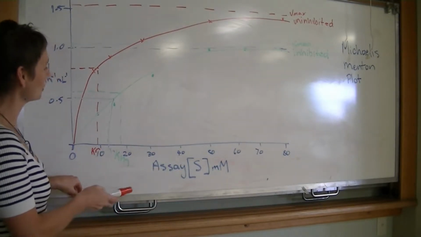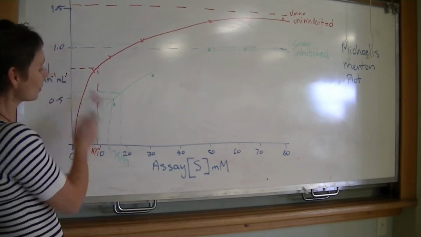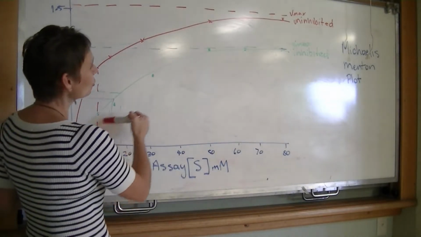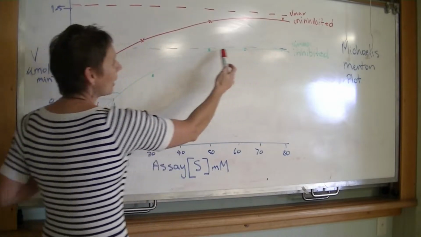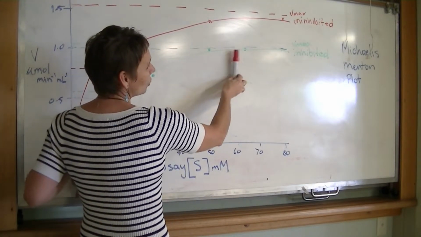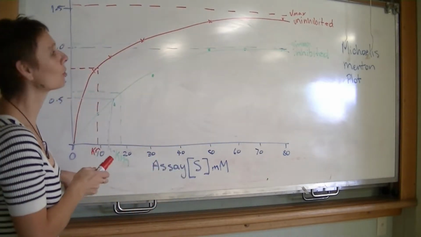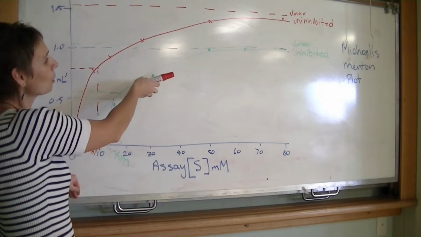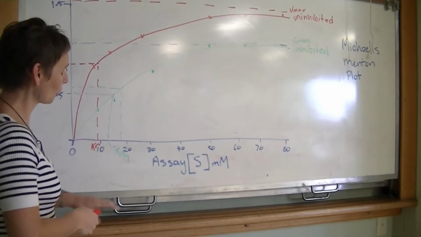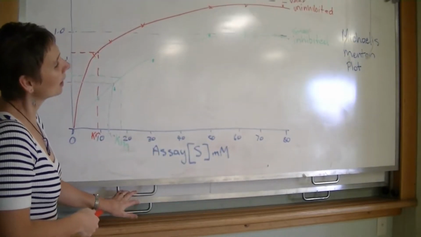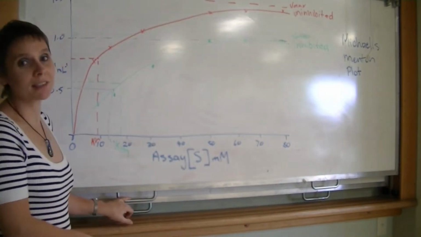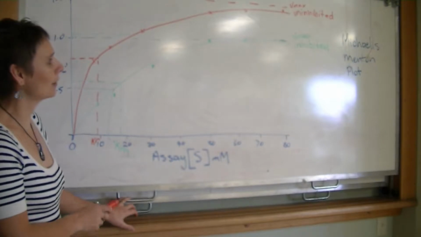ethanol concentrations. You then plot velocity versus assay concentration, and that should give you a line which plateaus off somewhere around the top 2 ethanol concentrations. You can plot inhibited and uninhibited reactions on one graph. So the Michaelis-Menten plot allows you to estimate Vmax and Km.